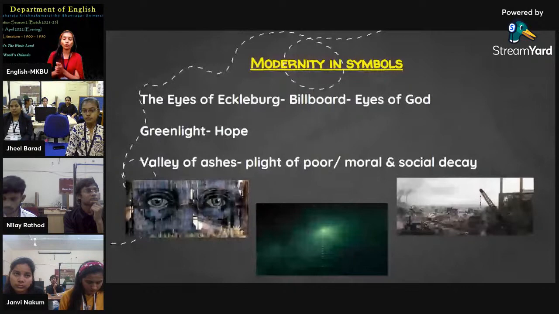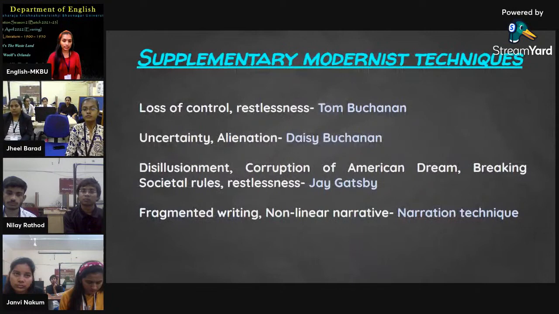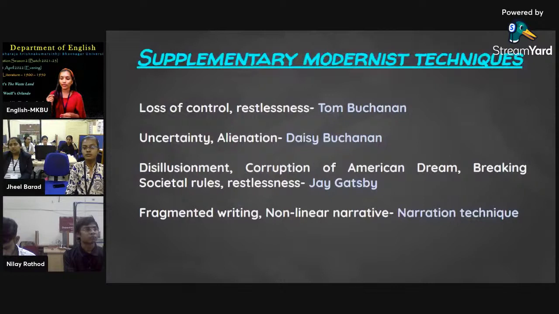Other supplementary modernist techniques in the novel are loss of control and restlessness, which are seen in the character of Tom Buchanan. He loses his control when he is having an apartment party with Mrs. Wilson, and Mrs. Wilson is taking the name of Daisy in spite of Tom's refusal. And Tom slaps Mrs. Wilson, which shows his loss of control. And restlessness is seen when the accident happened by Daisy and Wilson was having doubt, but Tom, in a restless mood, blamed Gatsby, saying that Gatsby is the one who did the accident.